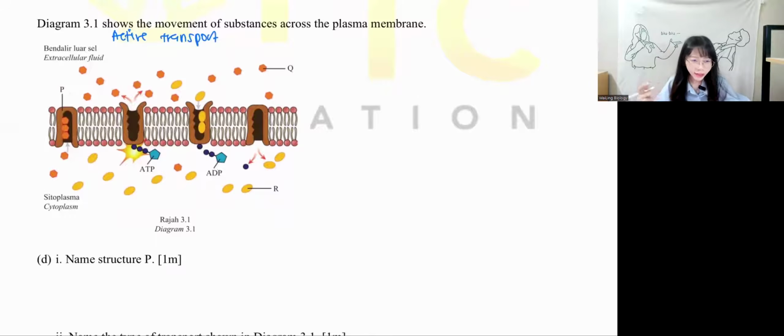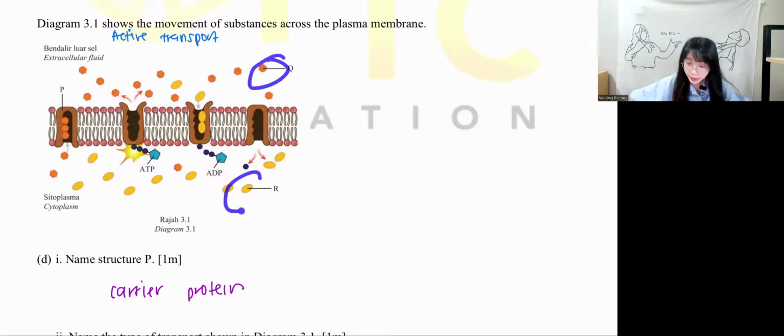Now, since this is an active transport, we have to know what is P. In active transport, what protein do we use? We only use a carrier protein. Very good. So P has to be a carrier protein, and they only open one part right now. Now we're going to look at what is Q and R. Can you see Q and R? We have 2 different colors.